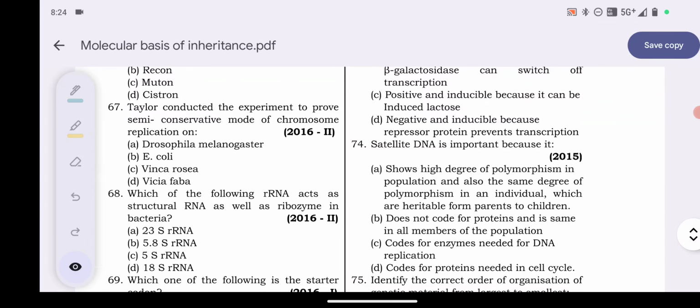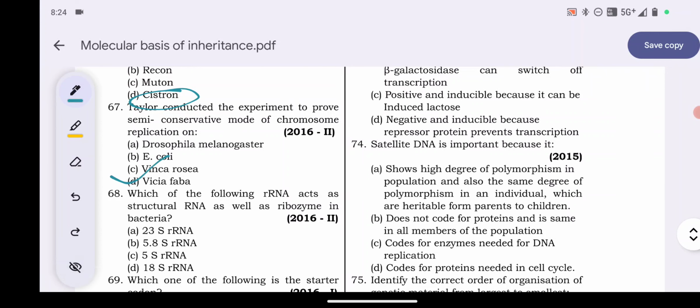Question number 67. Taylor conducted the experiment to prove the semi-conservative mode of chromosome replication on Drosophila melanogaster, E. coli, Vinca rosea, and Vicia faba. Taylor conducted the experiment on option D, Vicia faba.